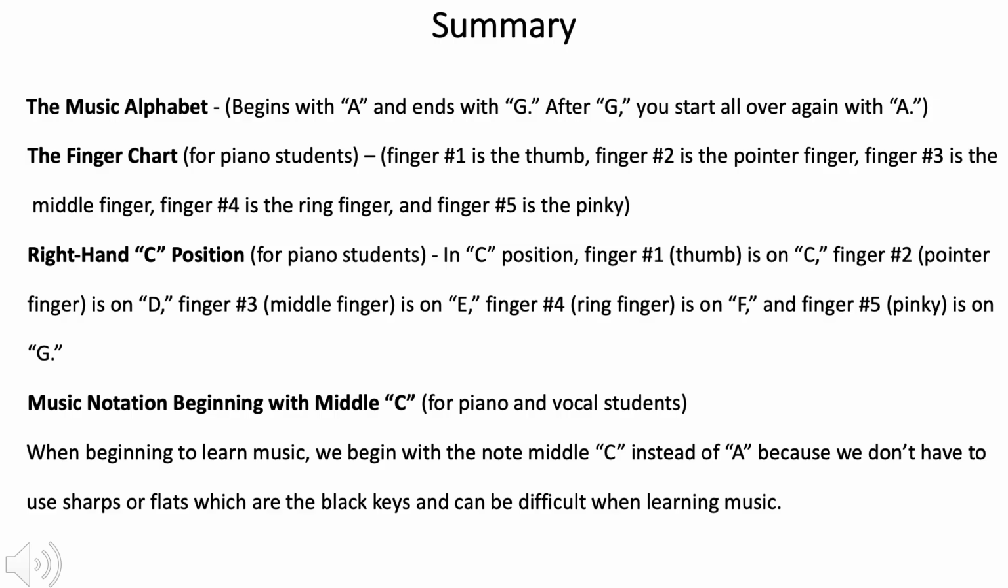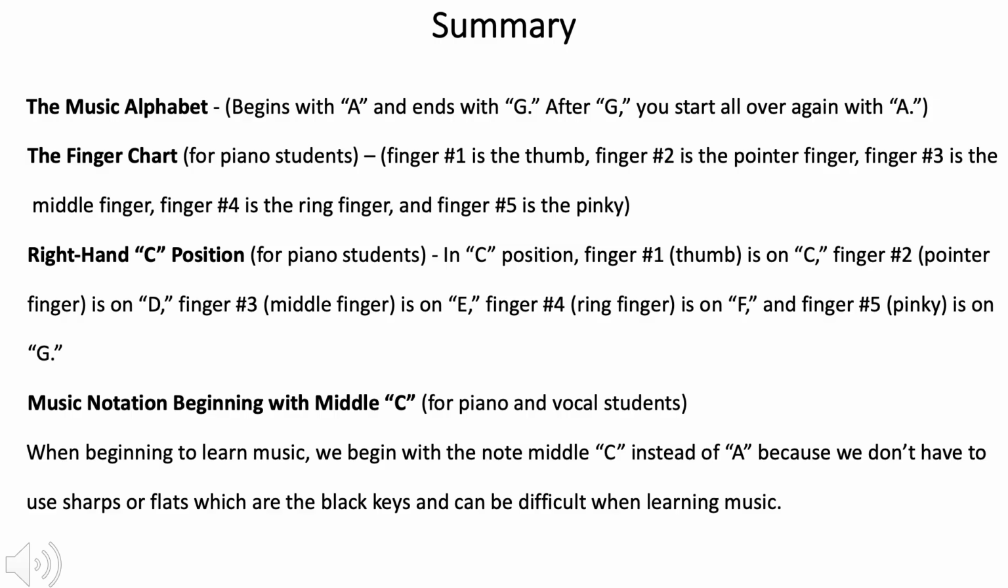Now let us summarize what we've learned. The music alphabet begins with A and ends with G. After G, you start all over again with A. The finger chart is used for piano or keyboard students to illustrate which finger plays each note. Both thumbs are number 1. The pointer fingers are finger number 2. The middle fingers are finger number 3. The ring fingers are finger number 4. And the pinkies are finger number 5.